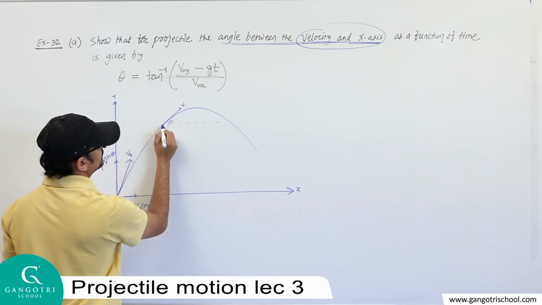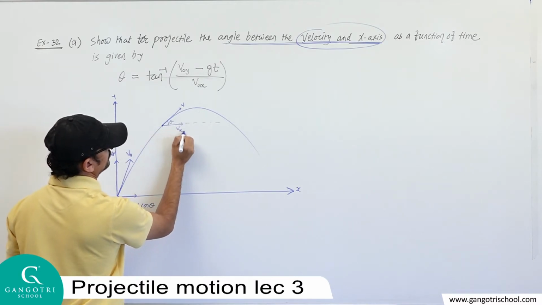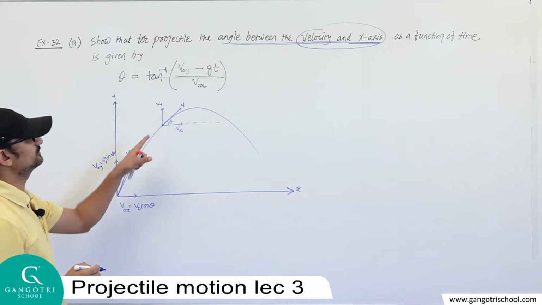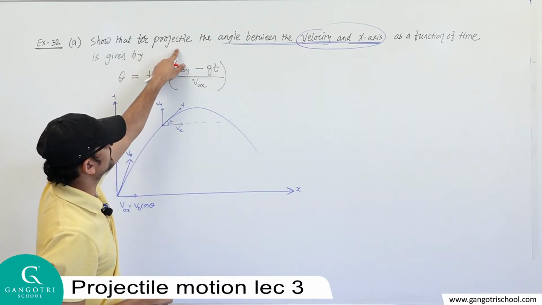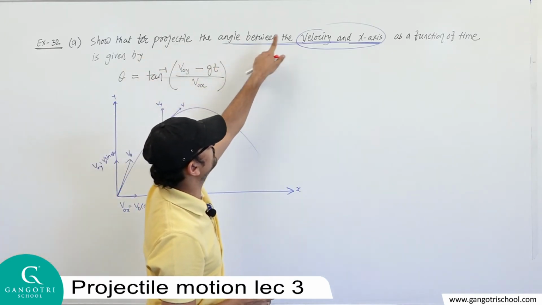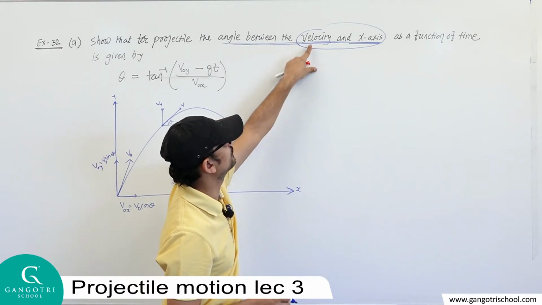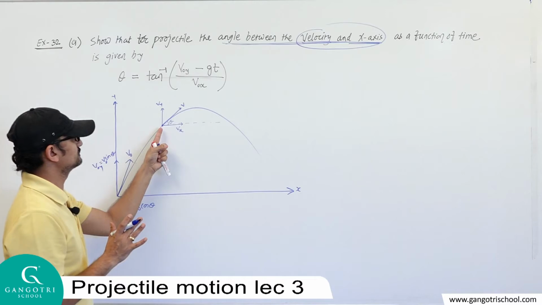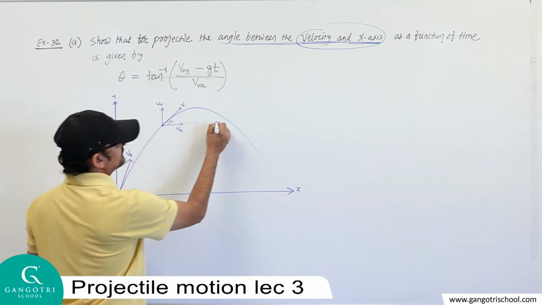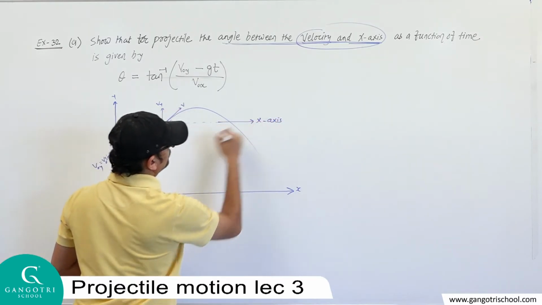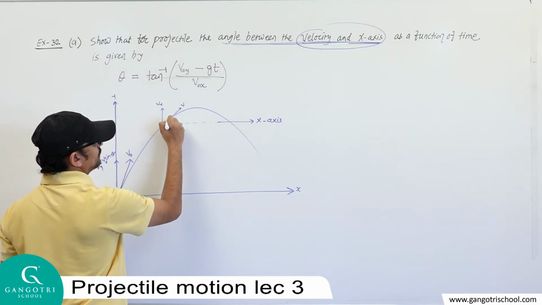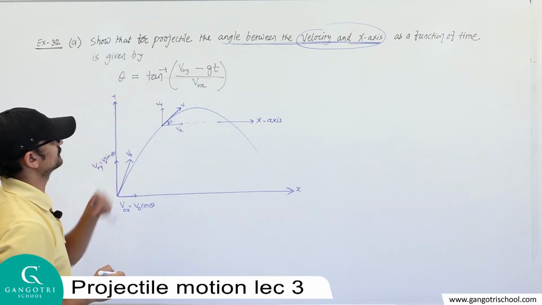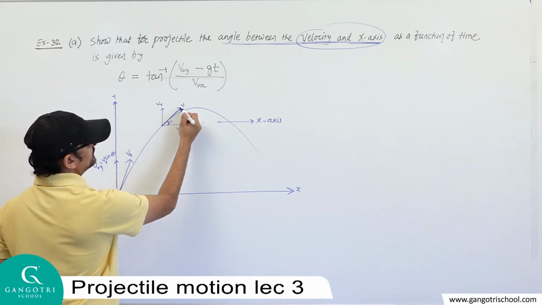We know that this velocity vector has two components. This is the vx, horizontal velocity, this is vy. Okay, now the question is, for projectile, the angle between velocity and x-axis. Initial velocity is not written, only velocity is written. So let's assume that this is the velocity and this is the x-axis. So the angle between velocity and x-axis is theta, and we would like to derive this equation. Okay, we can imagine one triangle.